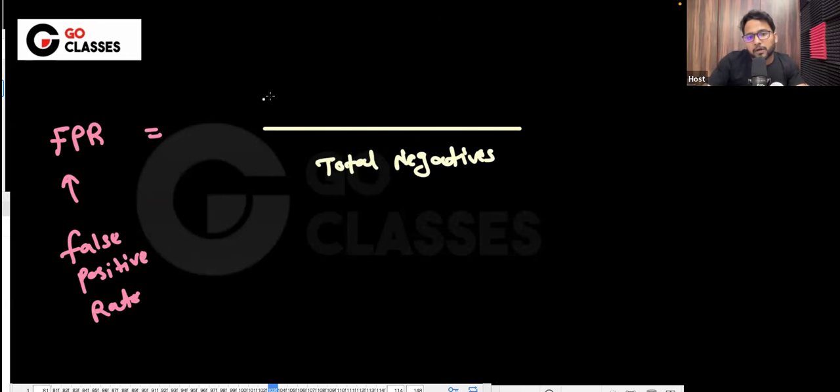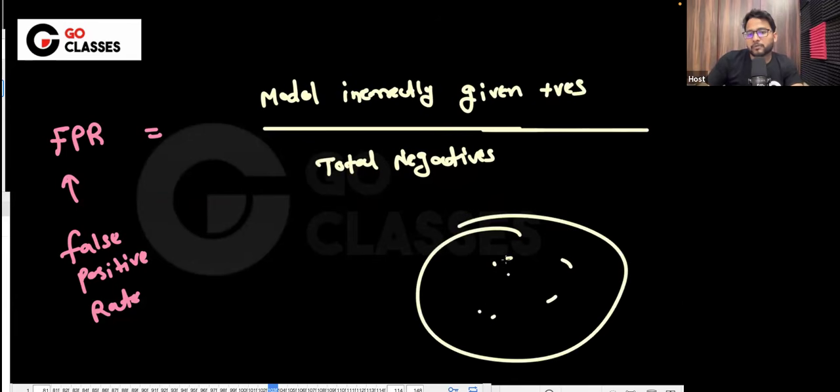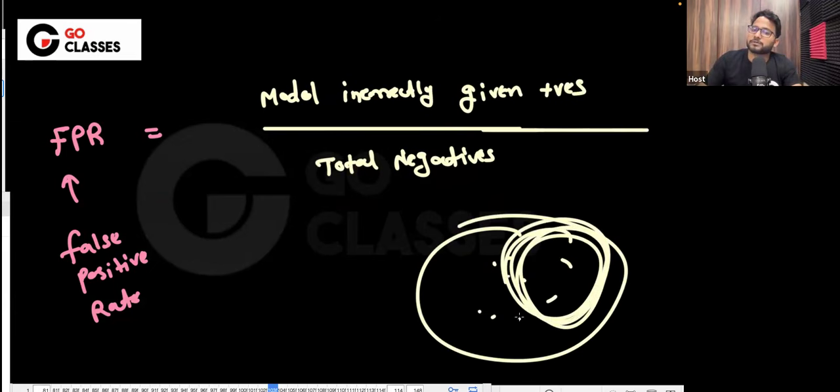So basically, out of all total negatives, how many did the model incorrectly give as positives? Right. So let's suppose these are the total negatives, and some of them the model incorrectly gave as positives. Okay, these are the total negatives. Then how many did the model correctly give as negatives?